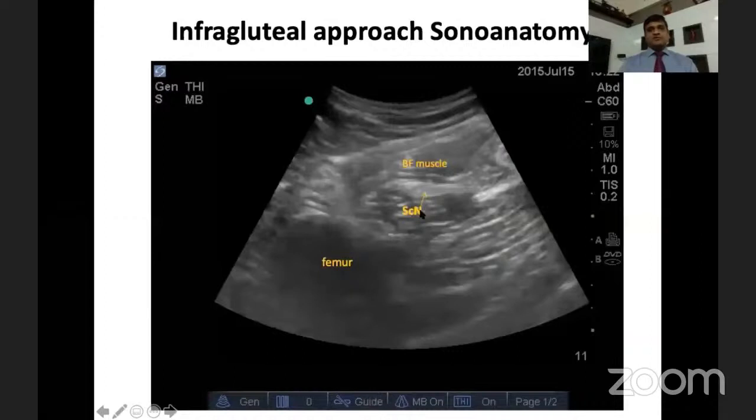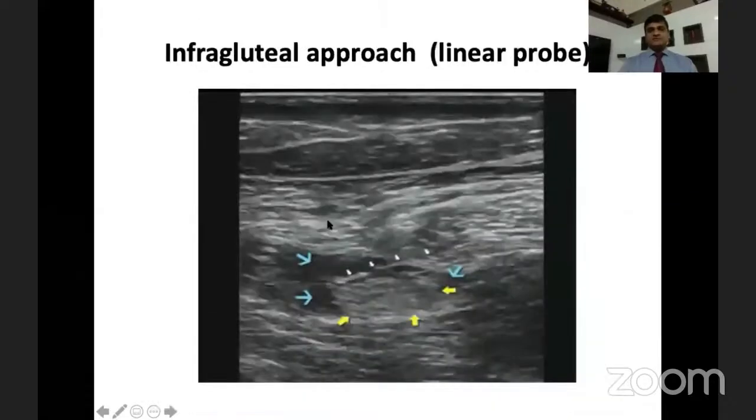This is the sonoanatomy of infragluteal approach. The sciatic nerve can be seen as a hyperechoic spindle shaped structure just below biceps femoris muscle and superficial to adductor magnus muscle. This is the femur. In lean patients, we can use a linear probe also, where the sciatic nerve can be seen as an elliptical hyperechoic structure just below biceps femoris muscle.